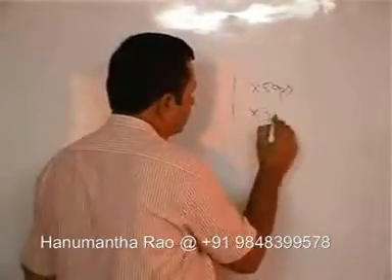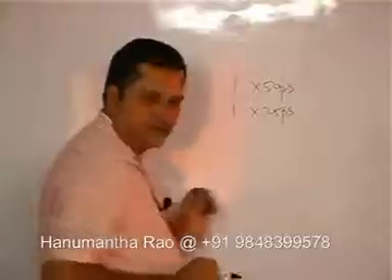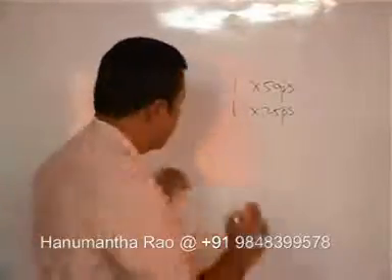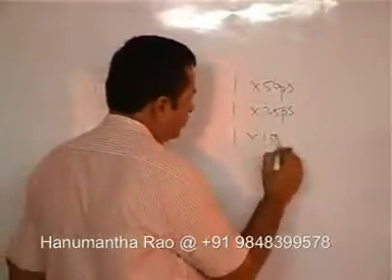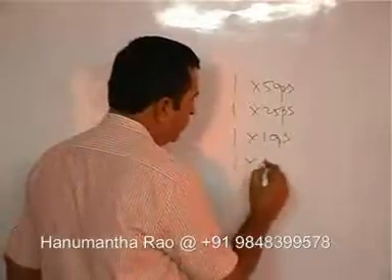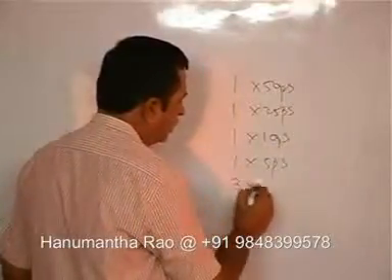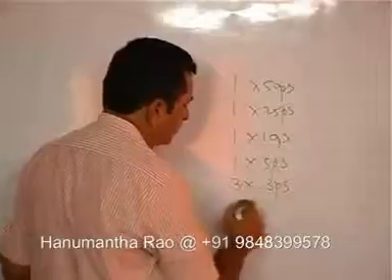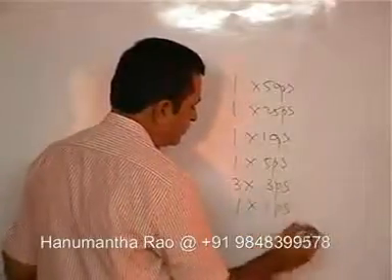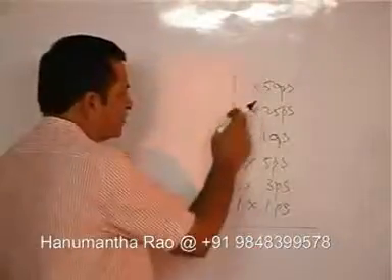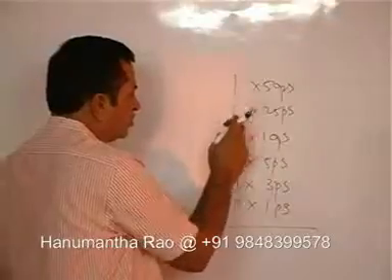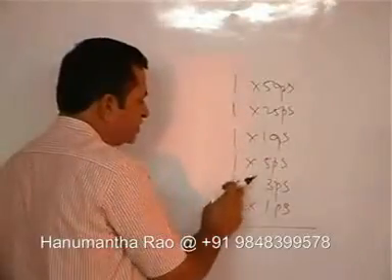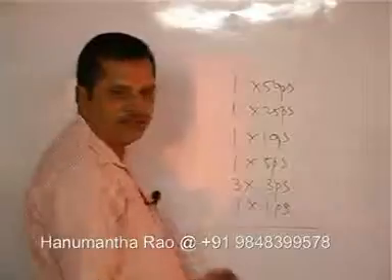One 25 paisa coin. One 10 paisa coin. One 5 paisa coin. 3 3 paisa coins. One 1 paisa. How many coins? 1 plus 1 is 2. 2 plus 1 is 3. 3 plus 1 is 4. 4 plus 3 is 7. 7 plus 1 is 8 coins I got.